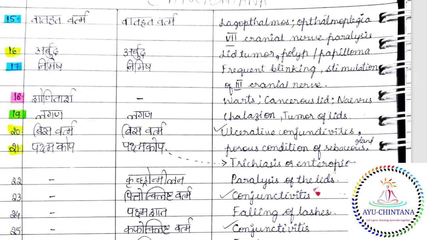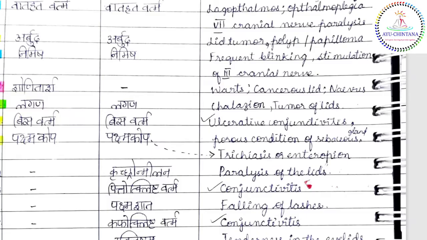Now we'll be moving on to the Sadhya Sadhyata of these six Vartmagata Rogas. So what are the six Vartmagata Rogas now? What we studied: Vatahata Vartma, Arbuda, Nimesha, Shonitarsha, Lagana and Bisavartma. Getting the point?